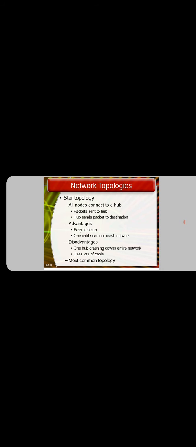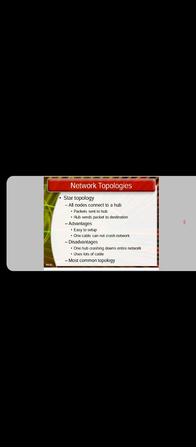So in star topology, a network device is used at the center to connect all the computers, and packets are sent and received in a star topology. What are the advantages? It is easy to set up and easy to create, and one cable cannot crash the network. Similarly, another advantage of star topology is that if one cable is misplaced or mismatched, the network will function normally.